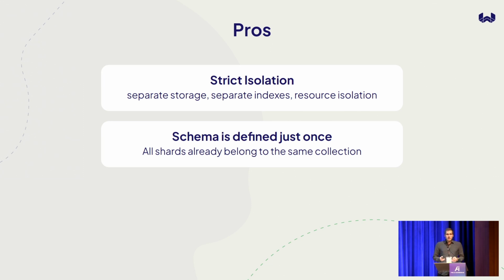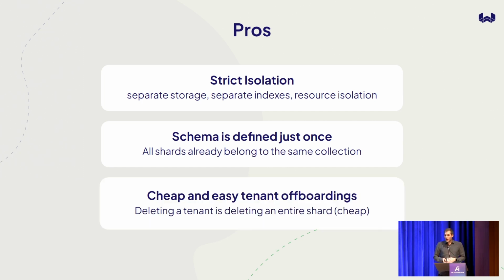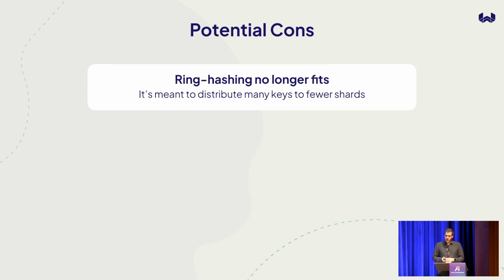You don't need to define the schema multiple times, because these shards are basically just an implementation detail now. It happens under the hood. You define your collection once, and then the shards belong to the same collection. So management is super, super simple. And my favorite point, the offboarding, is very cheap and easy to do, because deleting a tenant is now deleting a shard. This is basically just freeing a bit of memory and dropping some files on disk, and it no longer has any kind of interference with existing stuff.